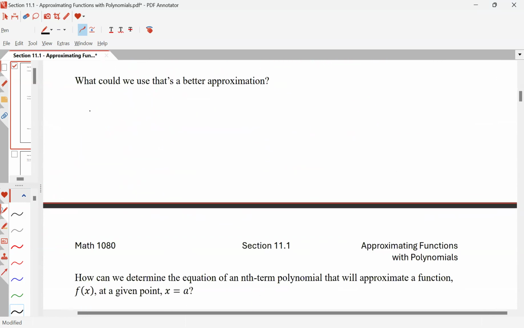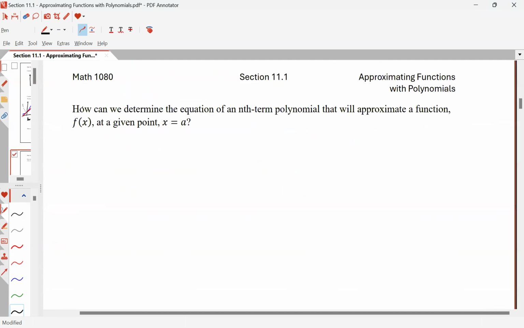So, answering that question, how can we determine the equation of an nth degree polynomial that will approximate a function? We are going to go back and use this idea of power series. So, a power series can approximate, represent, equal a function on a certain interval, but a power series can equal a function.